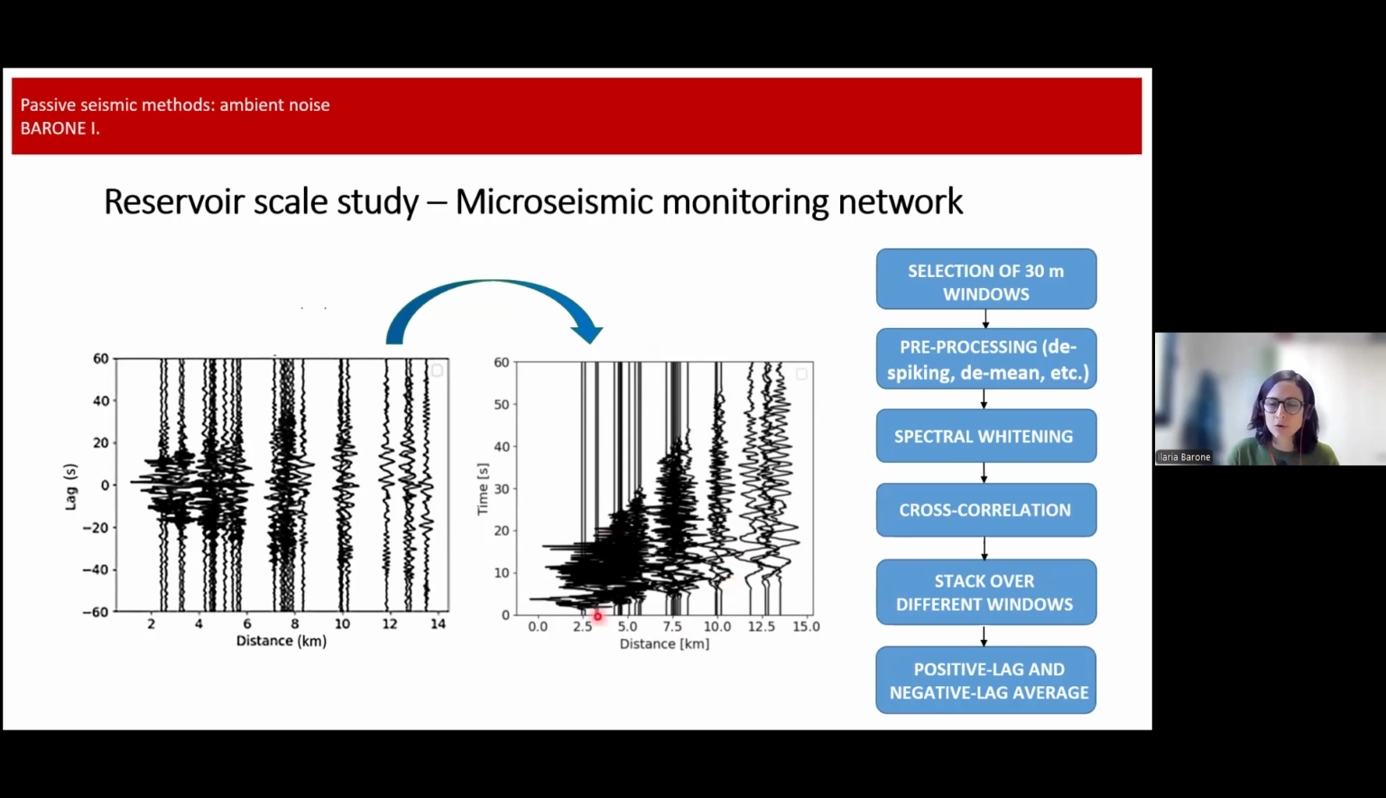You can also see from here that there's no energy above this line and below this line, because we also applied, and I didn't mention in this flow, a velocity filter. It means that we have applied a mute in the time domain for all the velocities that are non-realistic, okay, too high and too low.